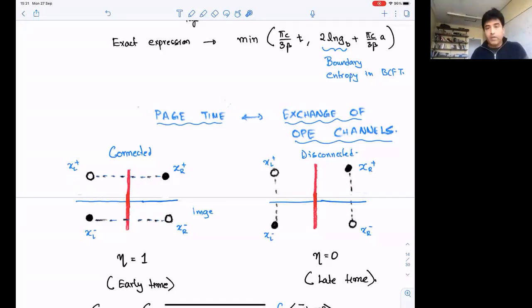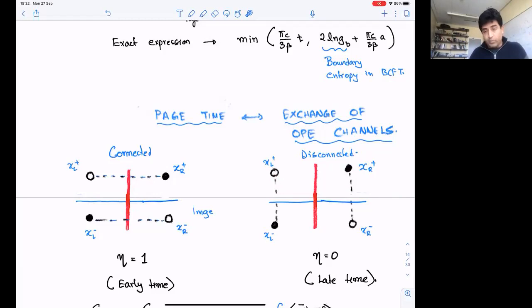So the eta equals one regime is when the four-point correlator of the twist operators is dominated by the connected contribution to the OPEs. So in particular, the left and the right are connected. It's this channel which dominates the four-point correlator. And in the other regime, the eta equals zero regime, the so-called disconnected regime, the left and the right are disconnected.